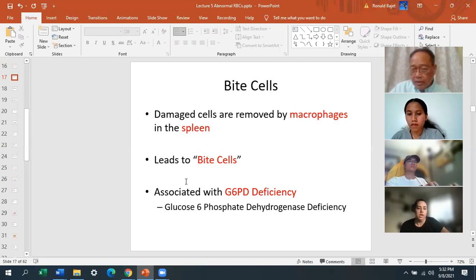And so are bite cells and Heinz bodies the same? A bite cell is a red cell without the Heinz body. The Heinz body part of the red blood cell was chomped off by the spleen. Heinz bodies are in a red blood cell; when it goes through the spleen, the Heinz bodies are taken out by the spleen, leaving behind a bite cell.